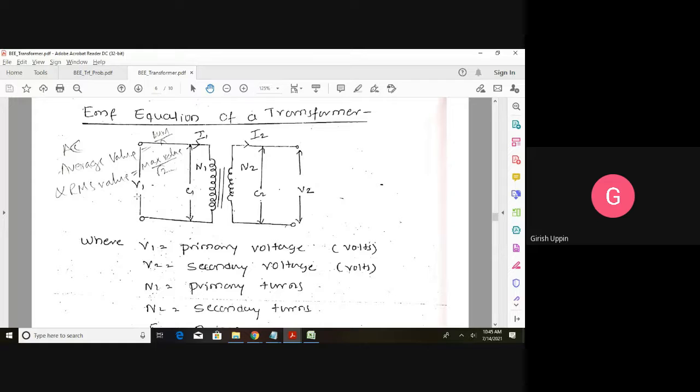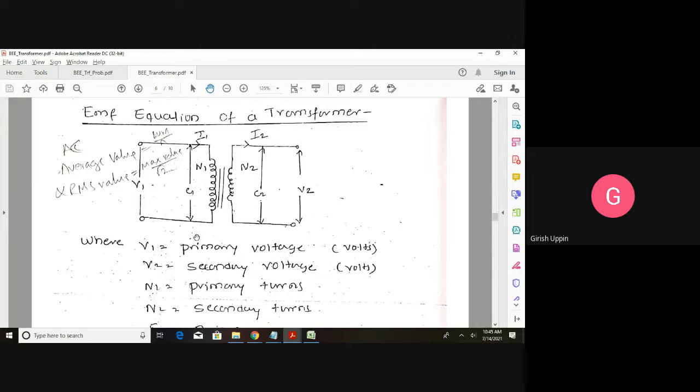In today's class, we will understand what the EMF equation of a transformer is and how it is derived, so that we can quantify how much voltage is induced as the EMF. That we can find out using the derivation of the EMF equation.